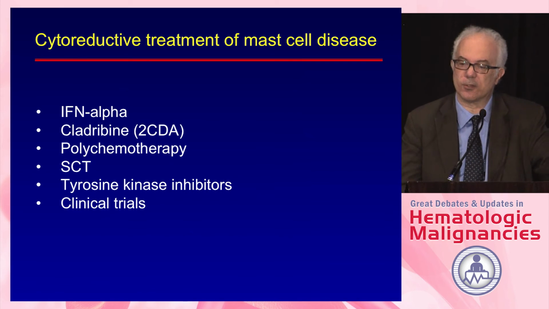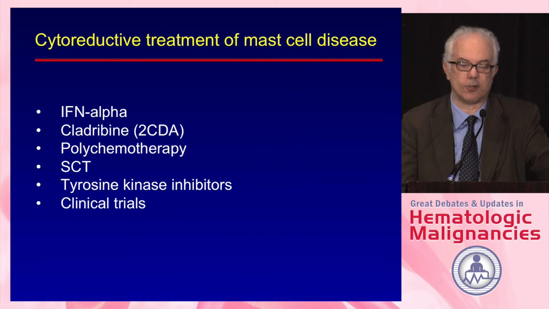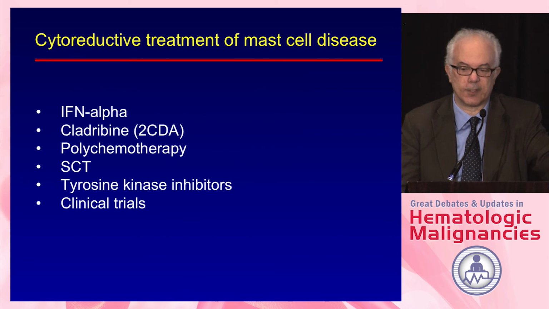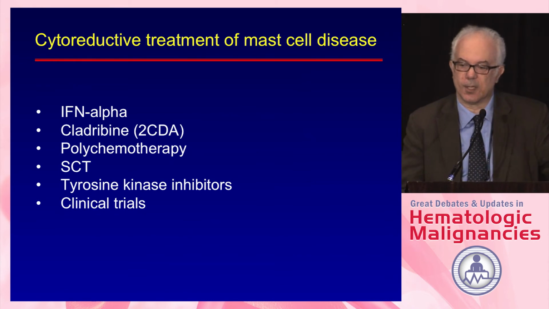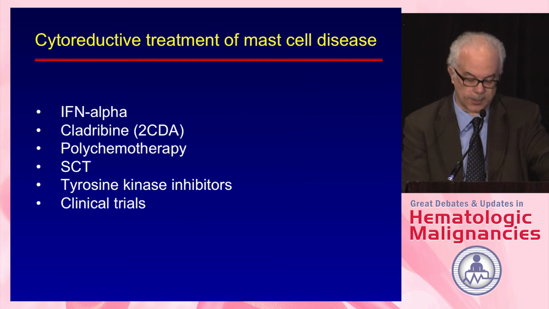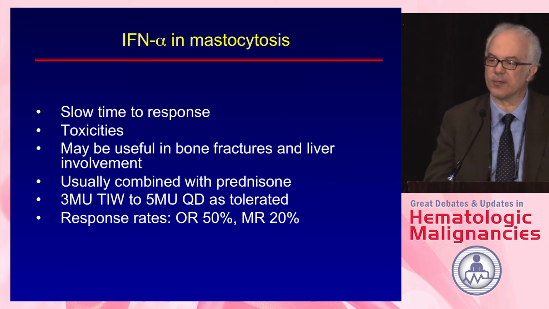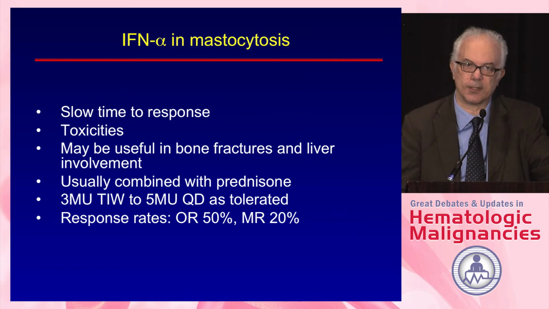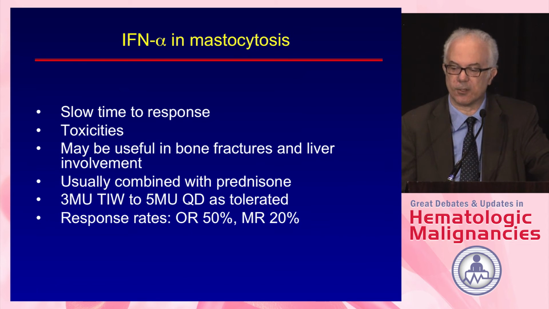Now, let's talk about the cytoreductive treatment of mast cell disease. So these are the options: alpha interferon, cladribine, polychemotherapy, as if you are treating AML, stem cell transplantation, kinase inhibitors, and clinical trials. Alpha interferon has fallen out of favor recently. It was the first cytoreductive therapy to be employed, but it has a slow time to response and it's associated with a lot of side effects. A lot of patients can't tolerate it.